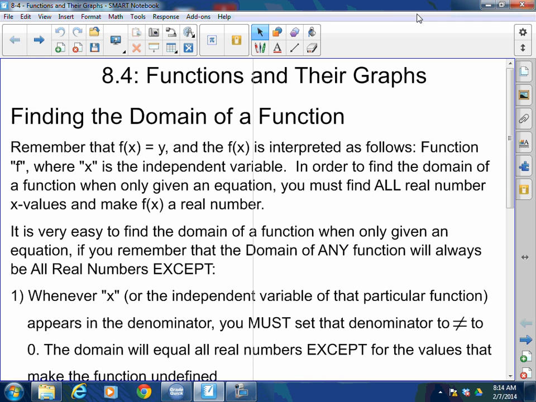We are going to talk about functions today. We've already talked about functions, but we're going to get a little bit deeper into functions and their graphs today. We already know that functions are represented by f of x, okay? Please remember that f of x and y are exactly the same thing, just a different way to write it. The f of x is interpreted as function f, where x is the independent variable. Okay? Let's be very careful.